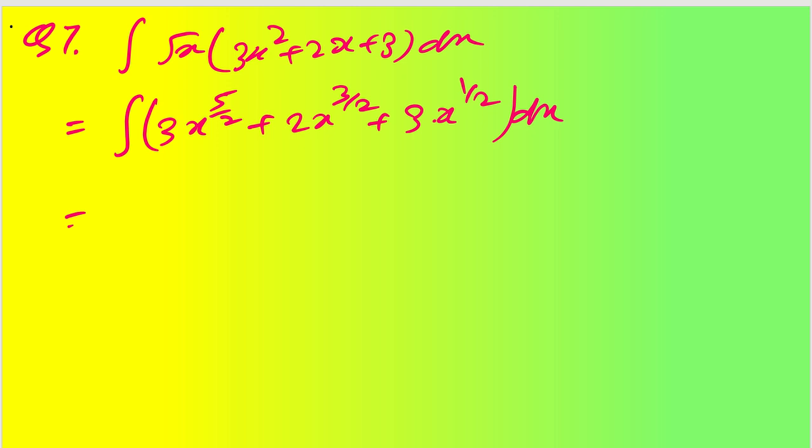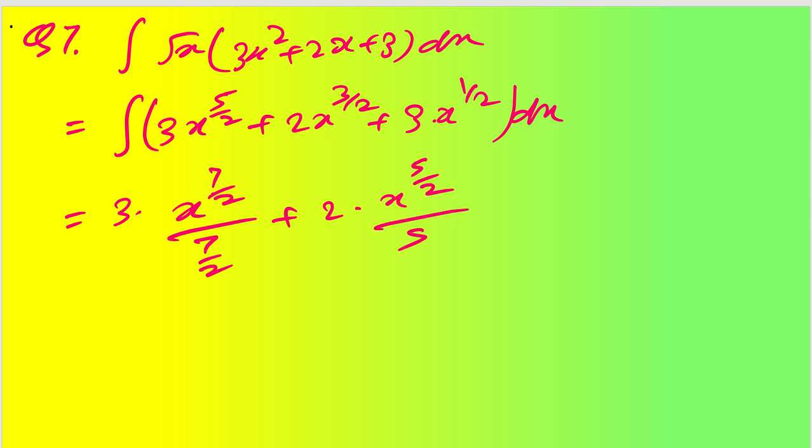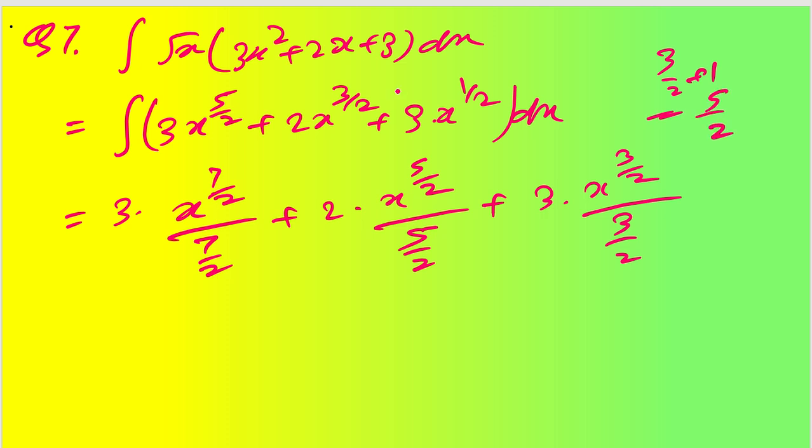Now it is very easy. You can do it by yourself as well: 3 times x to the power 5 by 2 plus 1, that is 7 by 2, divided by 7 by 2, plus 2 times x to the power 3 by 2 plus 1, that is 5 by 2, divided by 5 by 2, plus 3 times x to the power 1 by 2 plus 1, that is 3 by 2, divided by 3 by 2. I am directly writing it, 3 by 2 plus 1 is nothing but 5 by 2. And plus some constant c. Don't forget the constant c.